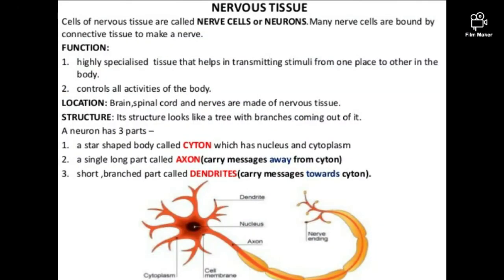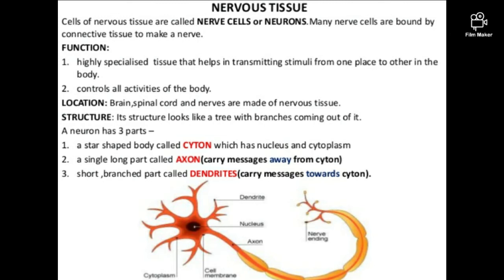The next animal tissue type is the nervous tissue. The cells of the nervous tissues are called neurons, the nerve cells. And many nerve cells are bound by the connective tissue to make a nerve. Their main function is the transmission of stimuli from one place to another in the body. So they are very specialized. They are highly specialized tissue and work as the messenger inside our body.